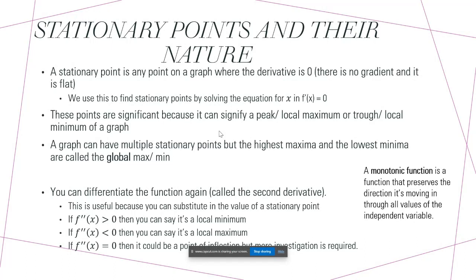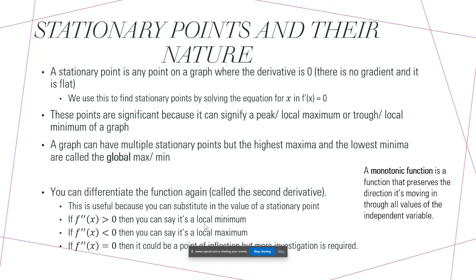Then there is the second derivative, which I'm sure everyone's covered at A level as well. You substitute in the value of the stationary point that you got by setting the first derivative to zero, so you have a coordinate for x. Then you work out the second derivative, which is basically differentiating the first derivative again, and that tells you the nature of the stationary point, meaning whether it is a maximum or a minimum.